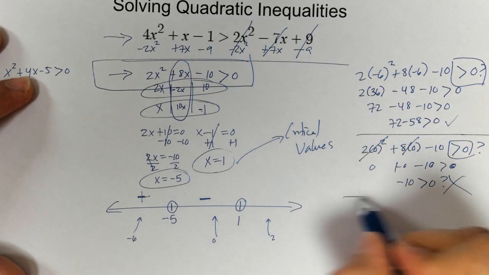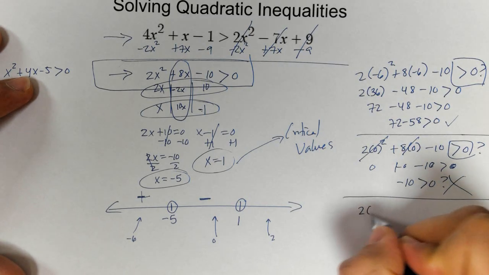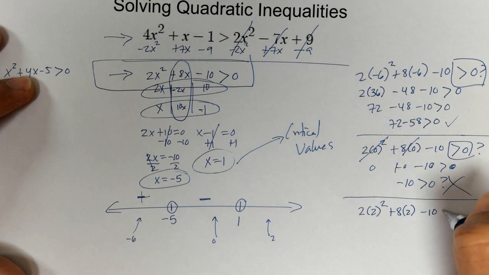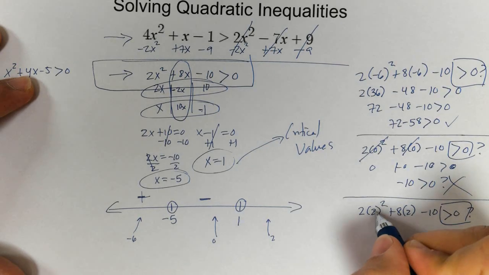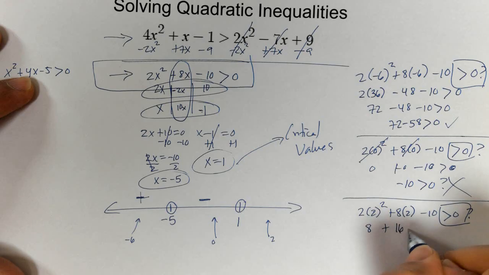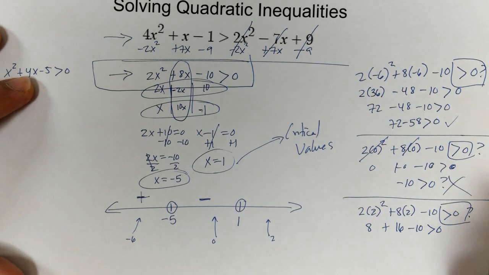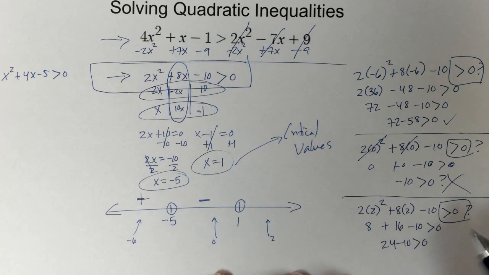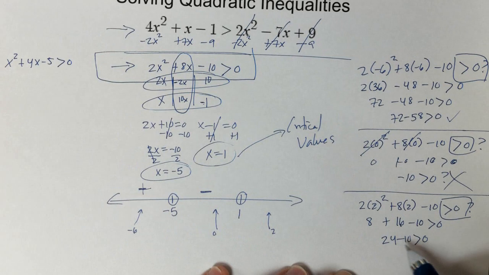And then finally, I plug in the 2. 2 squared plus 8 times 2 minus 10. Is that greater than 0? 2 times 2 is 4, times 2 is 8. 8 times 2 is 16. 8 plus 16 is 24. And as you can see here, I also get something greater than 0, right?